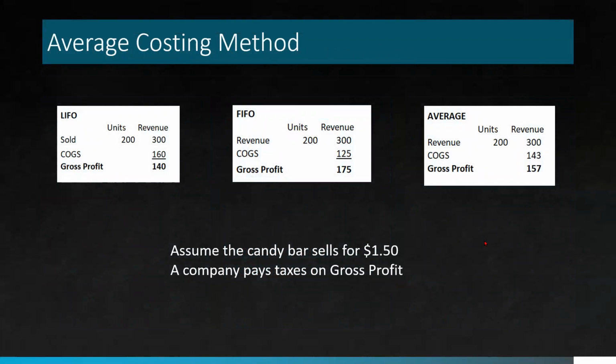So here's a very quick income statement, if you will, highlighting each of the gross profits using each method. Under LIFO, my gross profit was $140. My FIFO method was $175 and $157 on the average methodology.